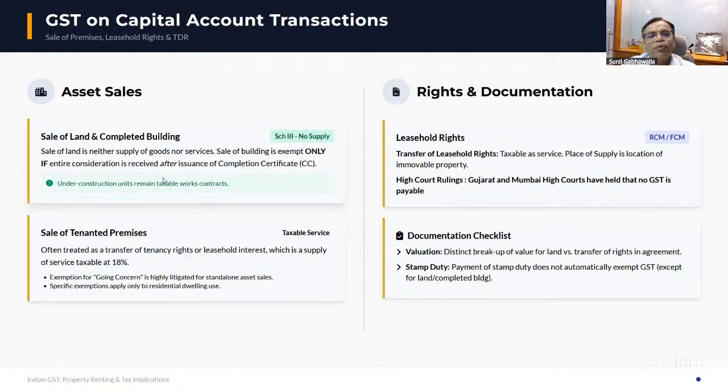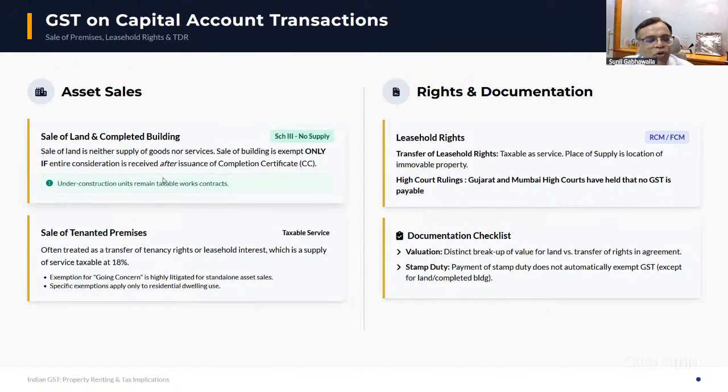The matter went up to the Gujarat High Court, and the Gujarat High Court, in GCCI's case, the first case, came to the conclusion that this is actually a right in an immobile property, and this does not constitute a service, and therefore GST is not payable. At that point of time, the Mumbai High Court had also given a couple of stay verdicts on this. Recently, the Mumbai High Court has also given a detailed order saying that there is no GST on these transactions. Make no mistake, these are all High Court rulings.